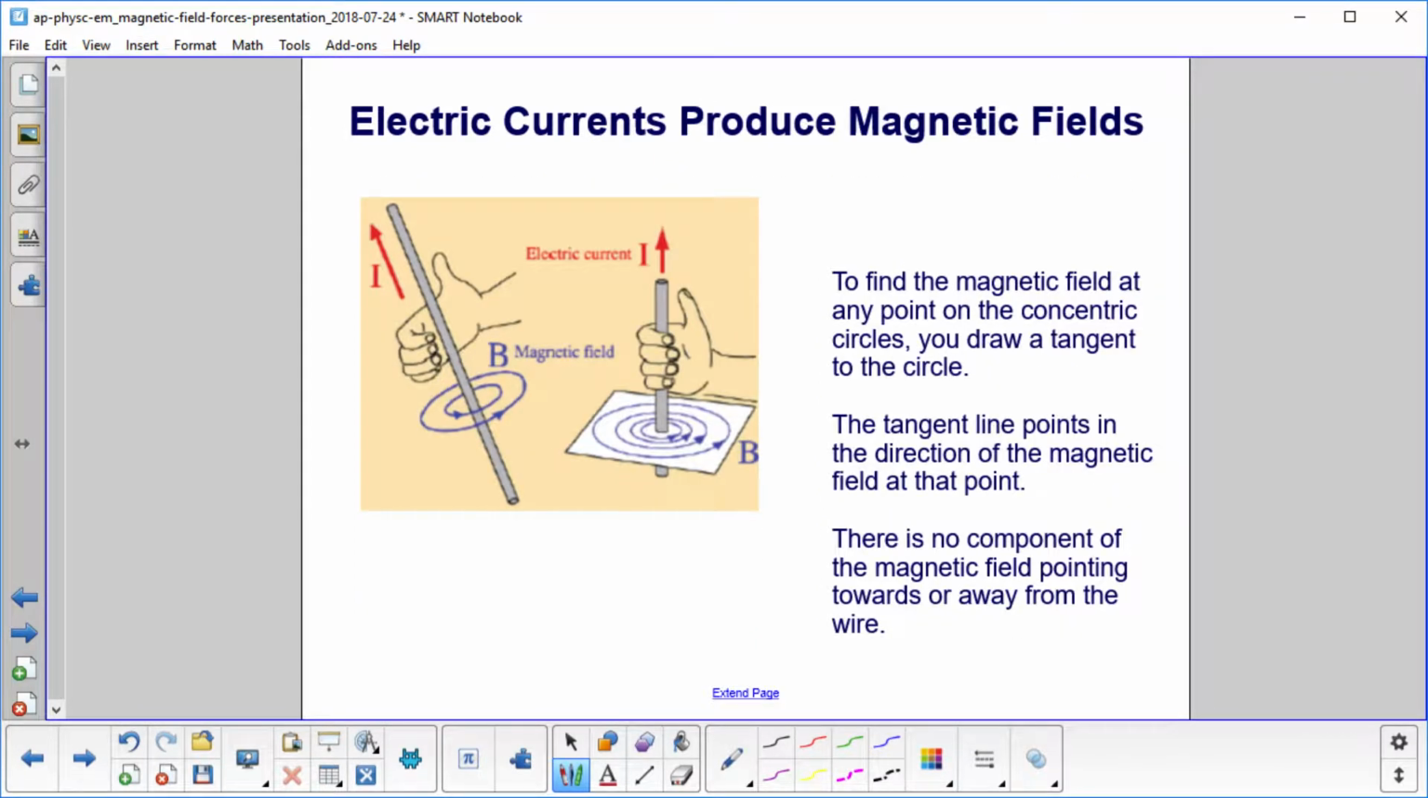Then to find the magnetic field at any point on the concentric circles, you draw a tangent line to the circle. The tangent line points to the direction of the magnetic field at that point. So over here, the magnetic field is going like this. Here, it's kind of going into the page. Once again, it's hard representing 3 dimensions on a piece of paper. But let's look at this one. There you go. So at any point, you can see how the magnetic field is pointing. There is no component of the magnetic field pointing towards or away from the wire.